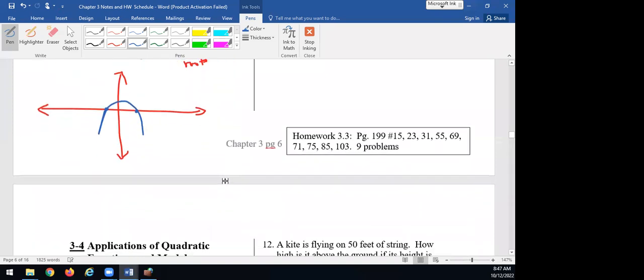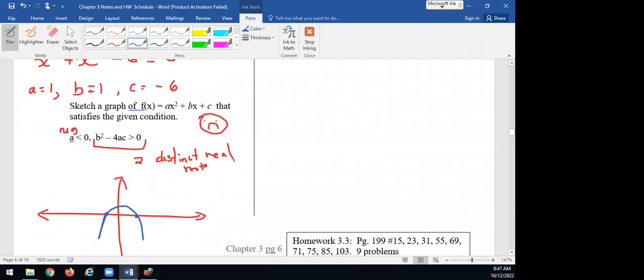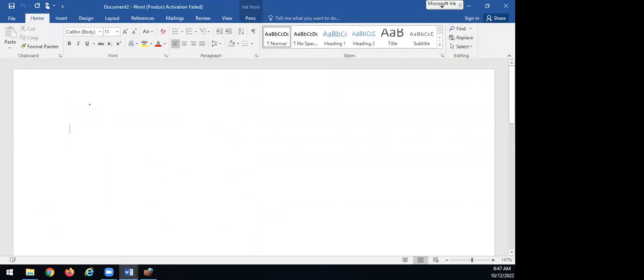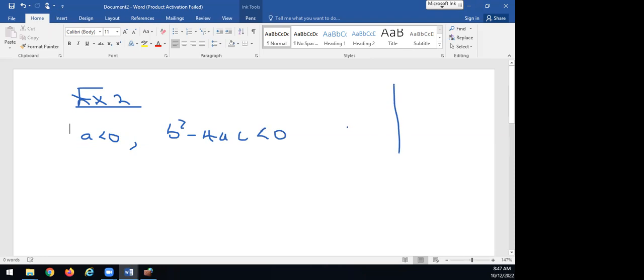Now, let's do another example. Let me get some space. What if you're told that, so this is another example, your A is negative, and your b squared minus 4ac is negative, less than 0. What would this graph look like? A is negative, so that means that it's going to flip, right? Remember your frown? So we know that already it's going to flip.